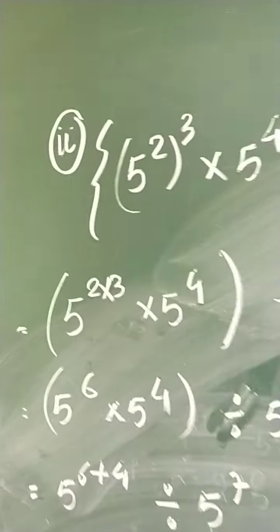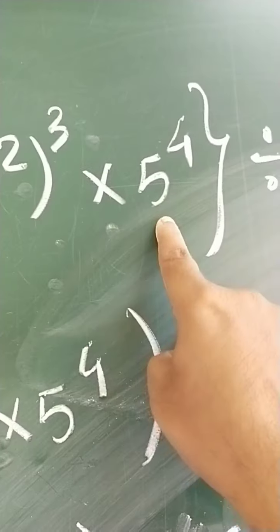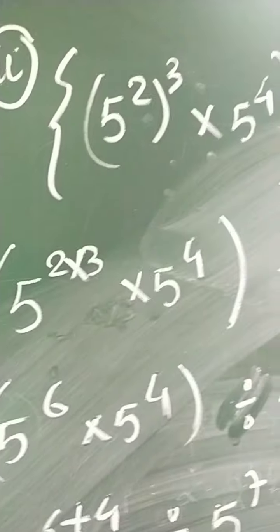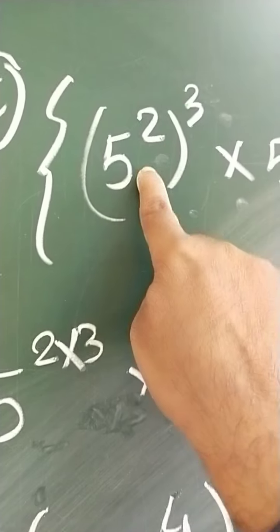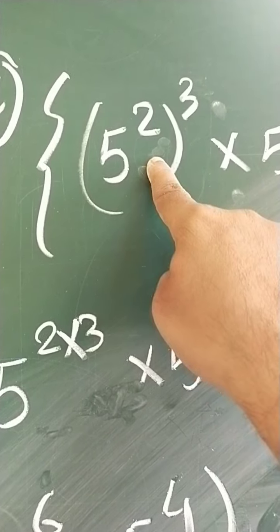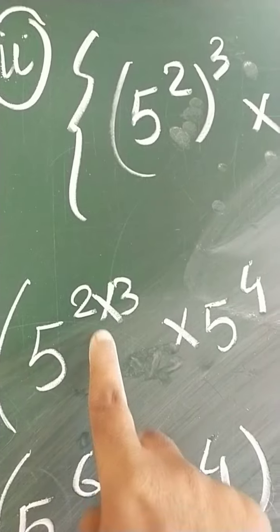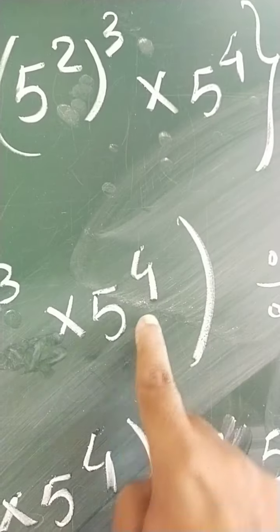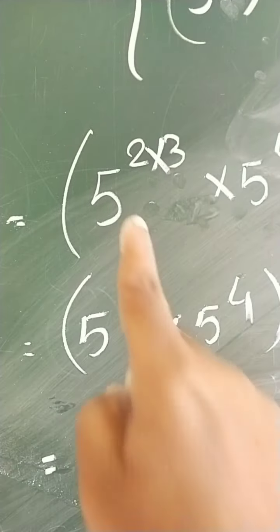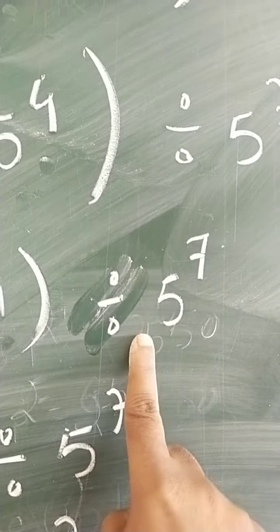Let's move on to sum number 2. Now in sum number 2 we have again a power to the power law: into 5 to the power 4, inside the bracket, divided by 5 to the power 7. The first thing we have to do is solve the bracket. The first thing we will solve is this one, that is 5 to the power 2, whole to the power 3. What was the law? We have to multiply the powers, isn't it? So this is what I've done: 5 to the power 2 into 3 into 5 to the power 4, which should be inside the bracket, divided by 5 to the power 7. Now 2 into 3 is what? 6. So 5 to the power 6 into 5 to the power 4 divided by 5 to the power 7.